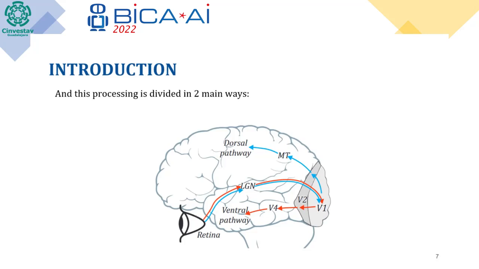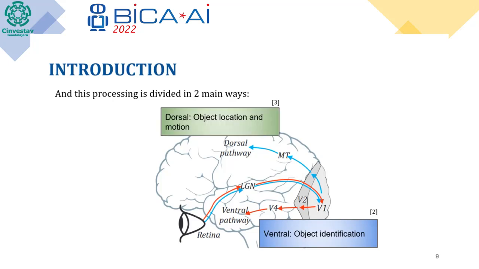Generally this processing is divided in two ways. The ventral pathway has areas with neurons specialized in the high details of the object, and it is in charge of the object recognition. The dorsal pathway has neurons that are less sensitive to the details of the object, but more sensitive to the motion. In the dorsal pathway, we achieve the object location and motion.